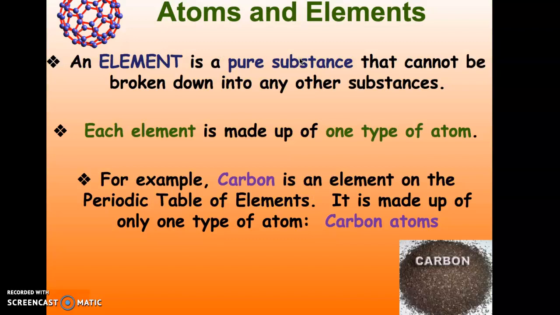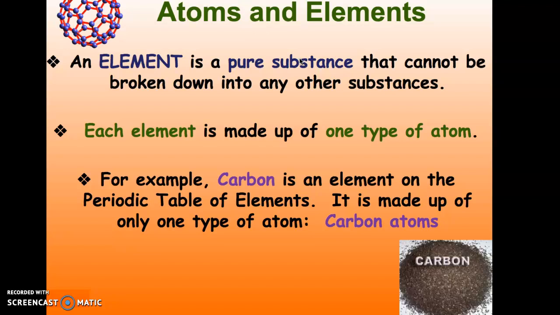Atoms and elements. An element is a pure substance that cannot be broken down into any other substance. It's pure. So if you are a highlighter or a starer, I would make sure that pure is highlighted. Our elements are what we find on the periodic table, like hydrogen, oxygen. You could have metals like iron or copper. We've also got some of our more rare elements like plutonium and perhaps uranium.